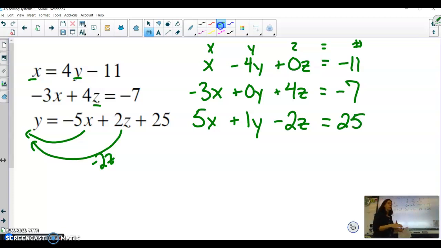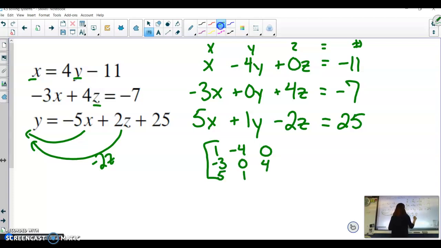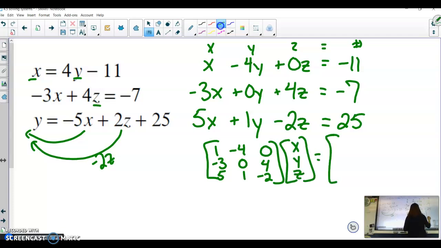So now, in order to solve this, I need to make my matrix. So it's going to be 1, negative 4, 0. I'm just writing down the coefficients. That would be multiplied by x, y, z in that order. And that will equal the constants on the other side.